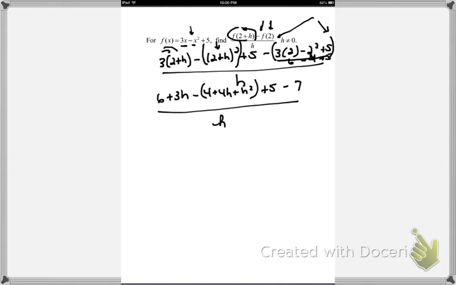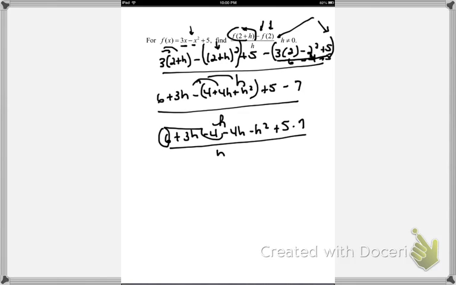all over h. So we're going to take this and we're going to distribute our negative sign. 6 plus 3h minus 4, all over the 3 terms, minus 4h minus h squared, coming out plus 5 minus 7, all over h. Combining our like terms, we have 6 minus 4 is 10... is 2, plus 5 is 7, minus 7 is 0. These are gone. If they didn't, we did something wrong.